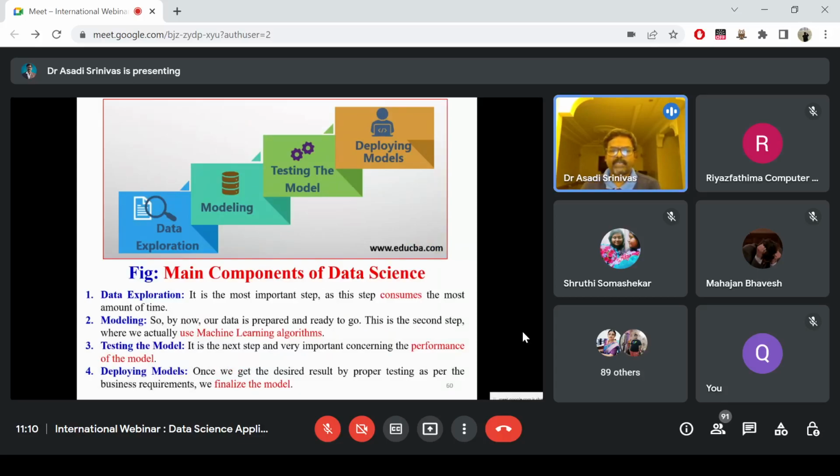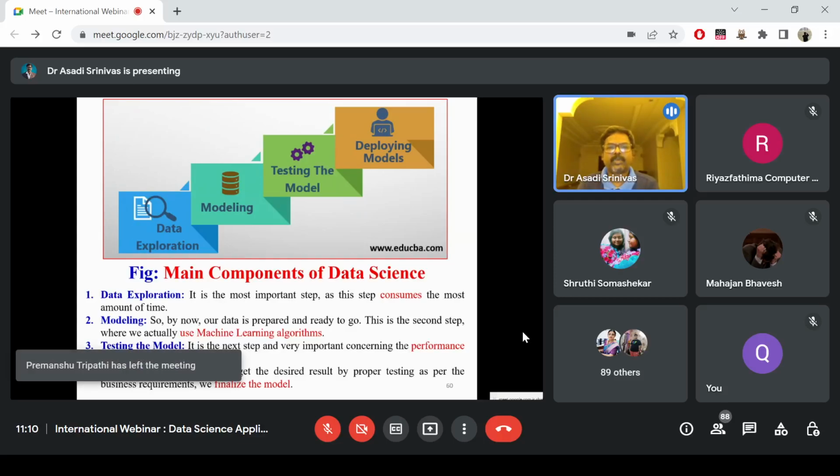Main components of data science: data exploration. That means it consumes a huge volume of data. It is the most important step. At this step, it consumes the most amount of data. So we are collecting, gathering the data. Then modeling. Modeling is nothing but a simplified version of reality. With the help of ML and DL techniques, we are generating a model.